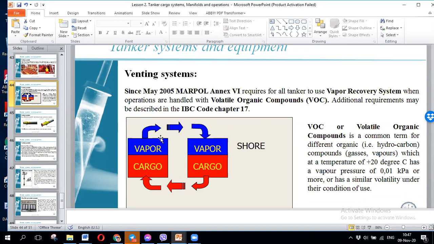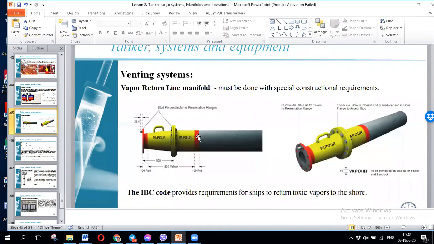But in Europe, if you do this, you will be jailed. You will go to prison. So that's why you need to make a recirculation, going back to the cargo part. So that is a vapor return line. Always remember, it must be painted yellow with red stripes.